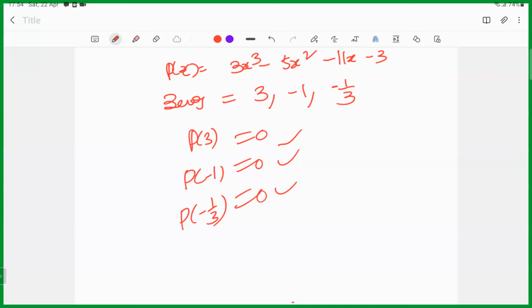So for P of 3, it's 0, and for P of minus 1 it is also 0. So P of minus 1 by 3? It's also 0, sir. You got 0, right? Yes, sir. Very good, very good. So now you verify the relations, okay? Yeah, sir. Alpha plus beta plus gamma equal to minus B by A. So here alpha equal to 3, beta equal to minus 1, gamma equal to? Minus 1 by 3, sir. Oh, very good, very good.